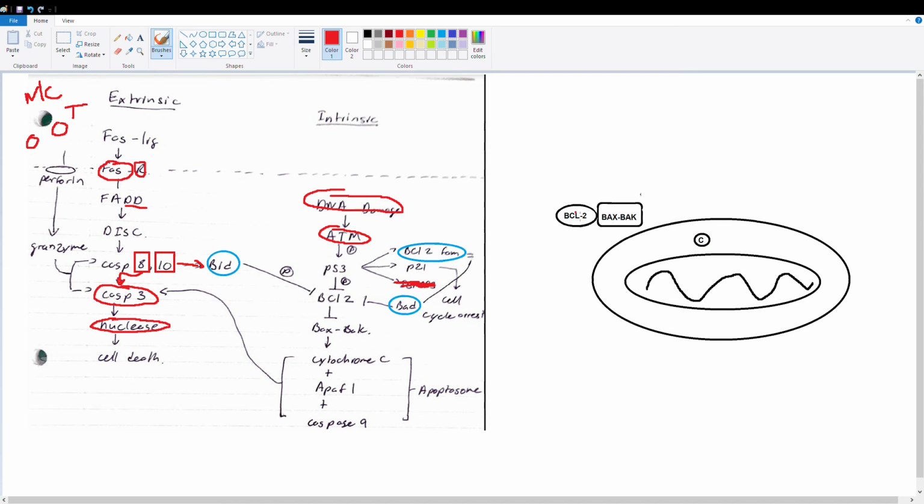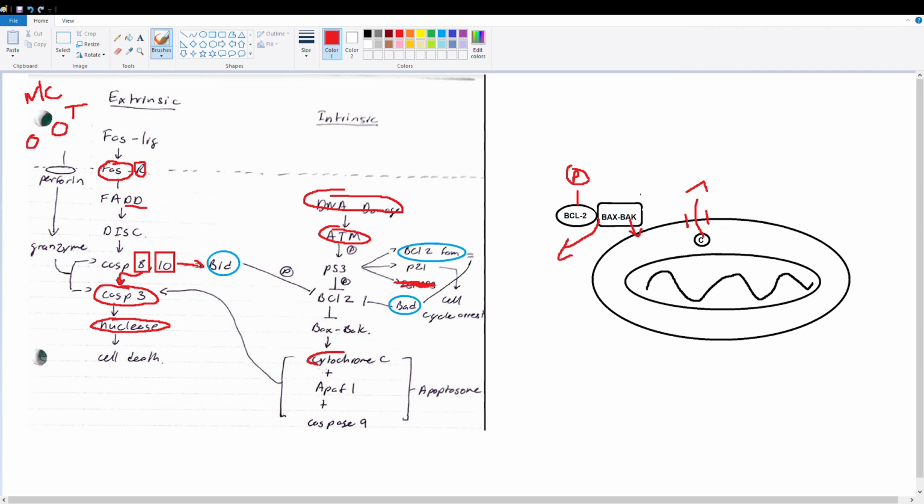So BCL2 is regularly bound to BAX and BAK. These BAX and BAK proteins are found on the outer mitochondrial membrane, and they are regularly inhibited by BCL2. But when P53 is activated by ATM, it's going to go ahead and phosphorylate BCL2, releasing it from BAX and BAK. Now BAX and BAK can go ahead and create a channel inside the outer mitochondrial membrane. So now cytochrome C, which is in the intermembrane space of the mitochondria, can escape.